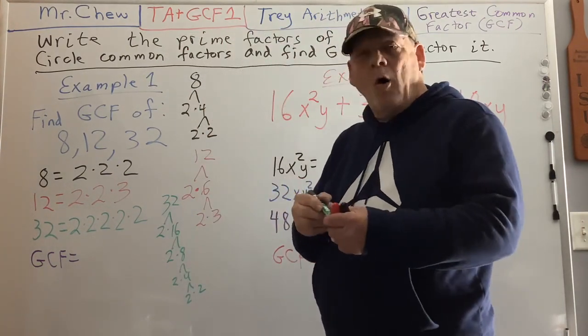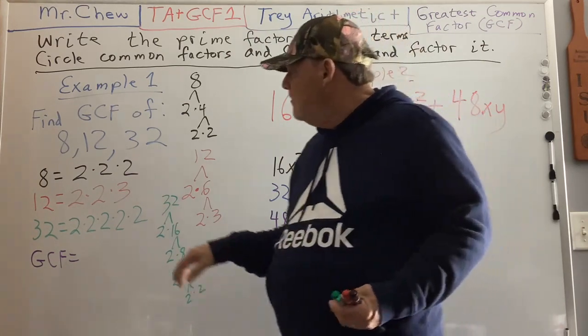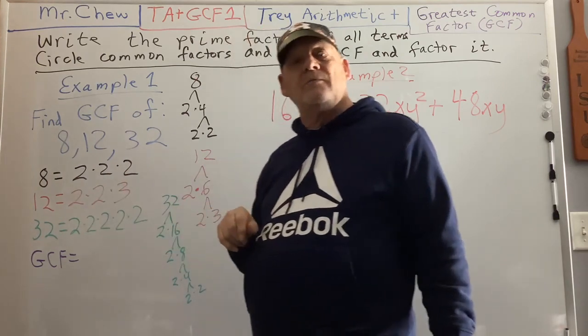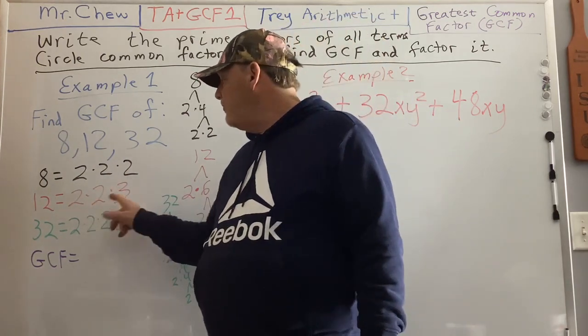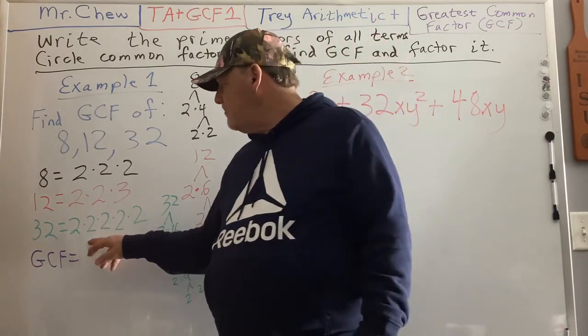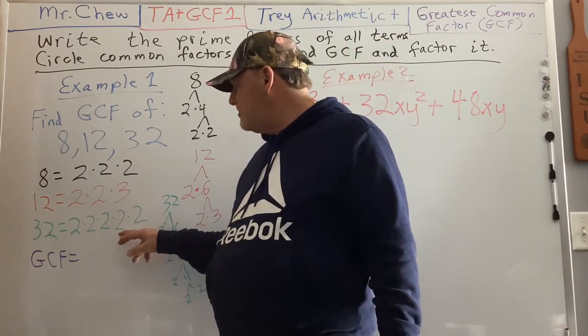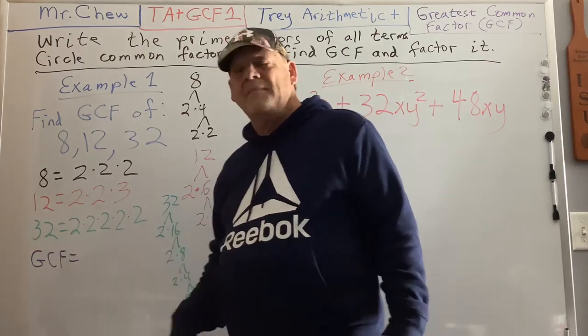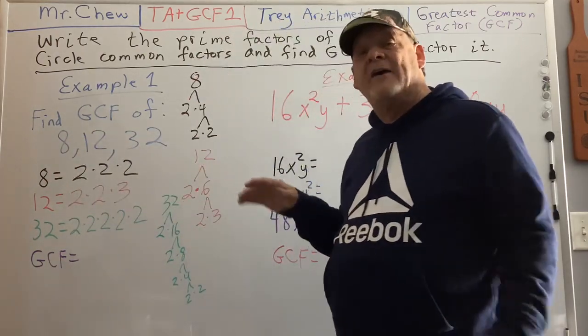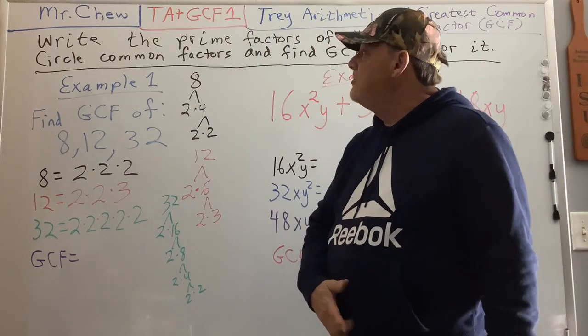And then you can always check this by multiplying across. 2 times 2 is 4 times 2 is 8. Yep, they are equal. 2 times 2 is 4 times 3 is 12. Yes, they are equal. 2 times 2 is 4 times 2 is 8 times 2 is 16 times 2 is 32. Yep. So those are 8, 12, and 32's prime factors listed underneath each other.